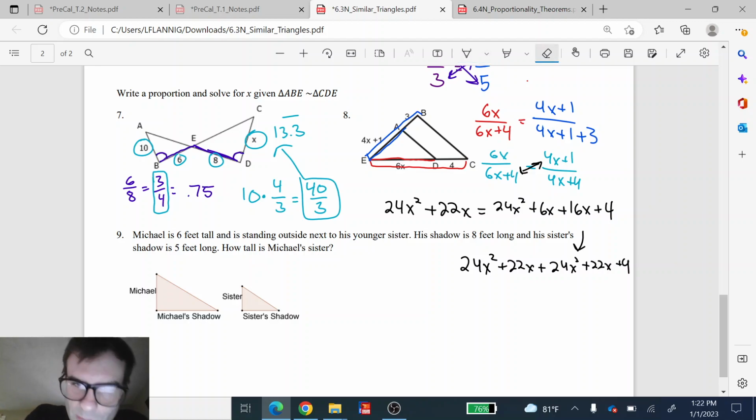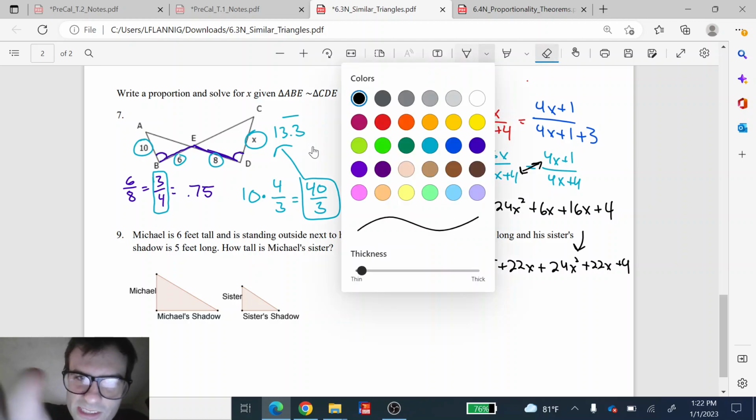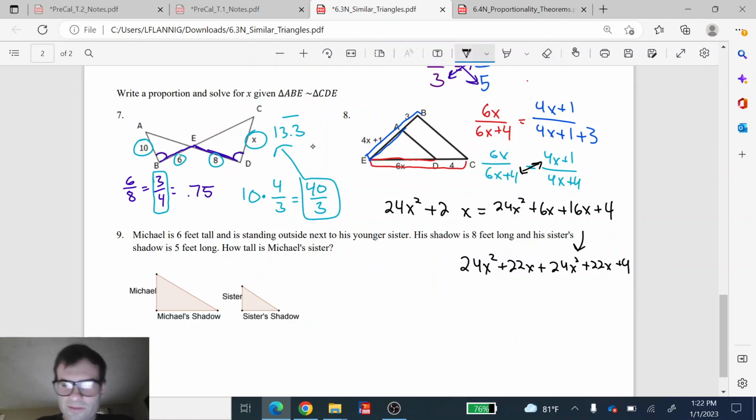I did mess up real small right here. This is not 22, it's 24. My bad. Okay, thank you for fixing that with me.